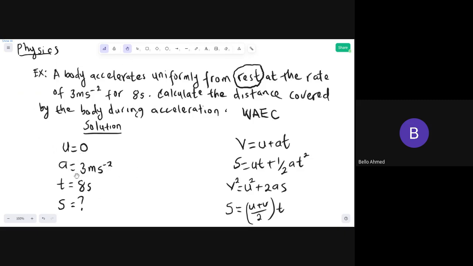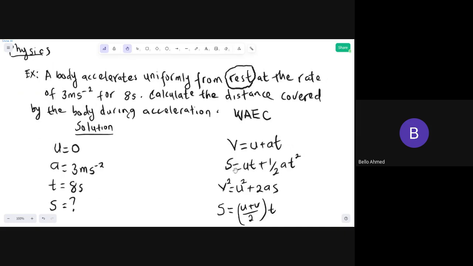Now, let's continue. The question asks us to calculate this. We have written out all the parameters from the question. Now, check the equations of motion that are written at the right-hand side. Check all the equations of motion. Which of these contains all our parameters? Which equation of motion has the u, a, t, and s? If I check the first one, it does not have this s. So I'm not going to consider this first equation.